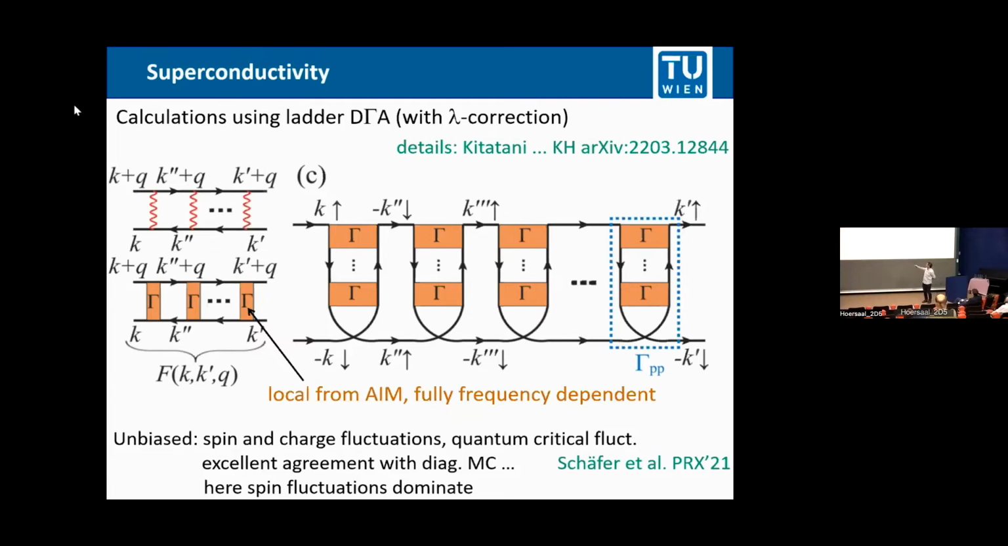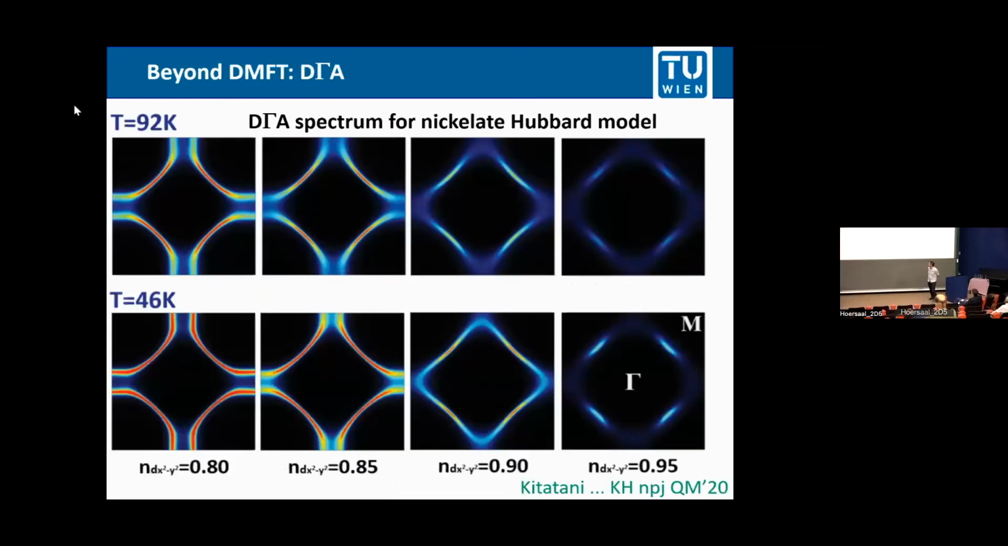And the reason why it works, it's similar to the RPA, but it already includes some frequency dependence as screening. So you have particle-particle screening included in this local Γ. It's suppressed at low frequencies. And therefore, while RPA gives you way too large spin fluctuations, the spin fluctuations which you get here, as Thomas showed, are in very good agreement with numerical results. Okay. That is what we do.